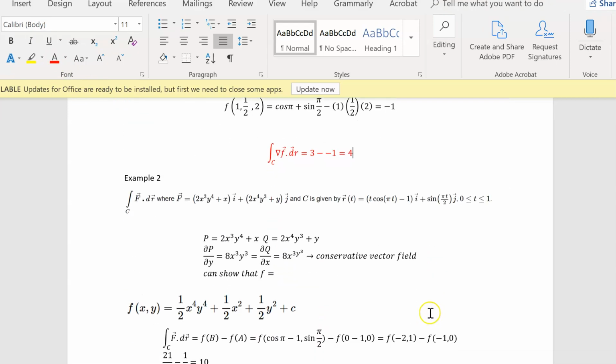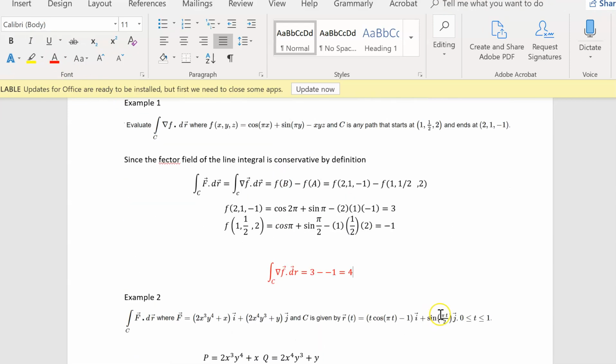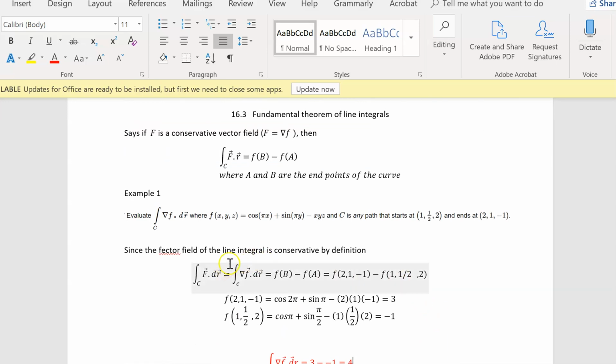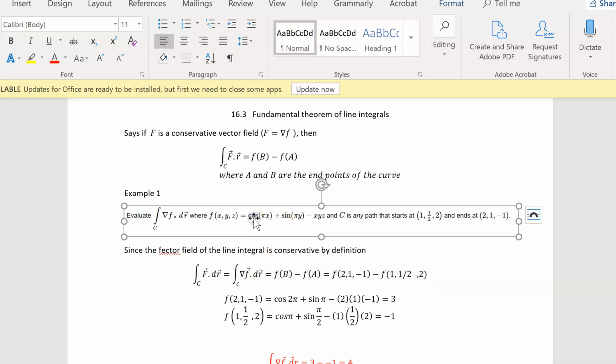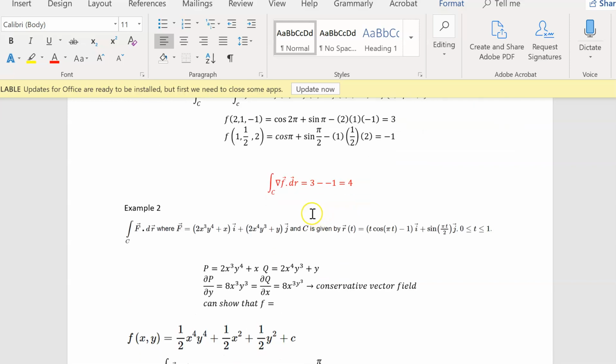To give a more complicated example, here it's kind of easy because you are straight away given the potential function, right? The potential function is given to you as cosine pi x plus sine pi y minus xyz. But sometimes you need to find the potential function, right? So if you have a line integral like this, first of all, you need to find out whether it's conservative, and there's a simple check for that.